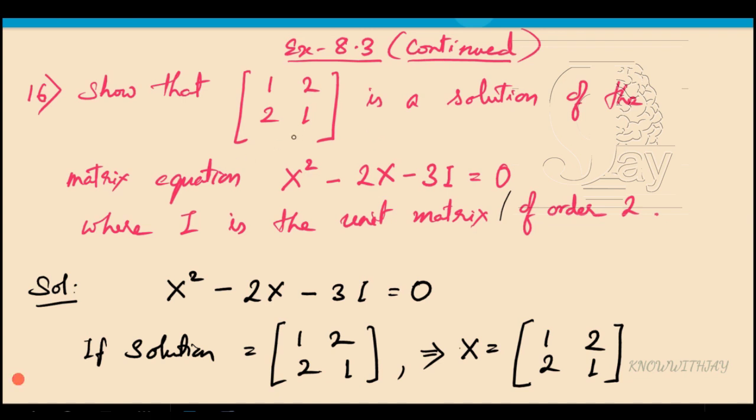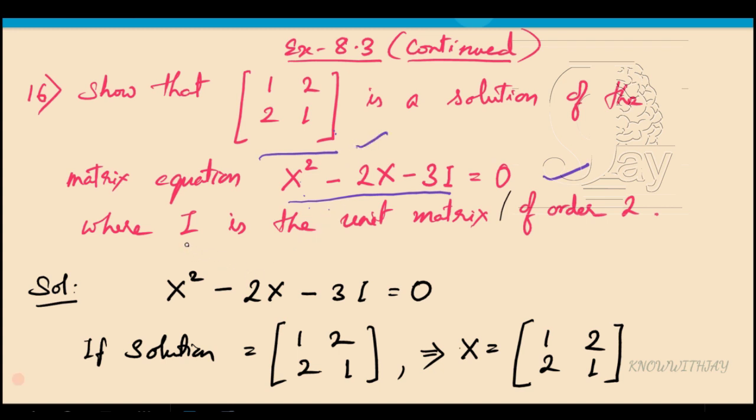Okay, in this question, we have to show this is a solution to the given matrix equation. As you see, all are in caps, so these are matrices: X squared minus 2X minus 3I. Now this looks like a quadratic equation, right? So when we have a solution, what does it mean? It means in place of X, if we put this value, the left hand side should be equal to the right hand side. So the solution is given and the equation is given.